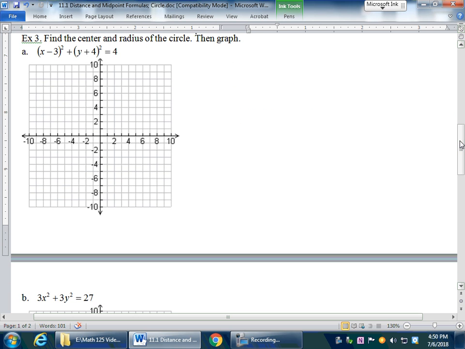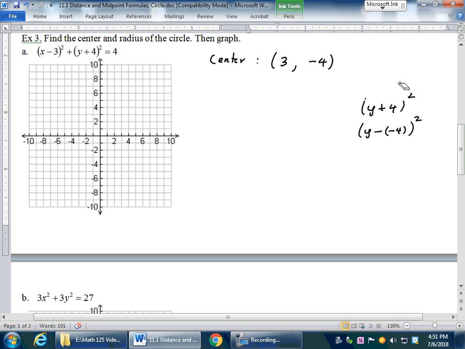So the next example is asking you to find the center and the radius. In this case, my center will be x coordinate is -3 and my y coordinate is -4. Because when you see y plus 4 squared, I have to rewrite it as y minus -4 squared, because remember it's y minus k squared in the formula. So that's how I got -4. In short, you can always think about the opposite sign.